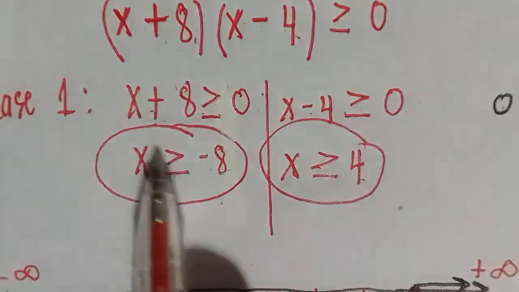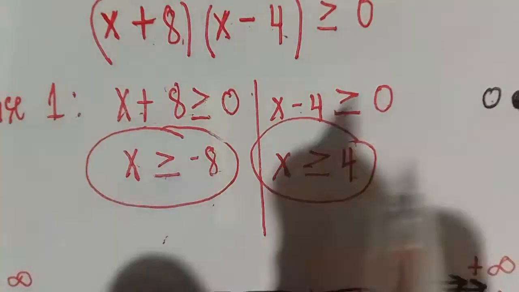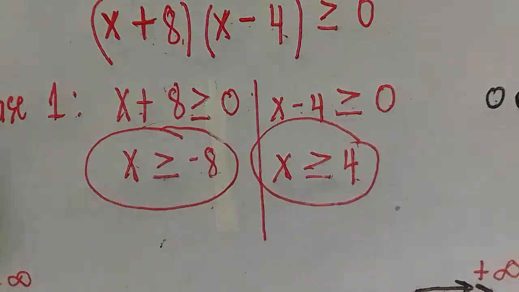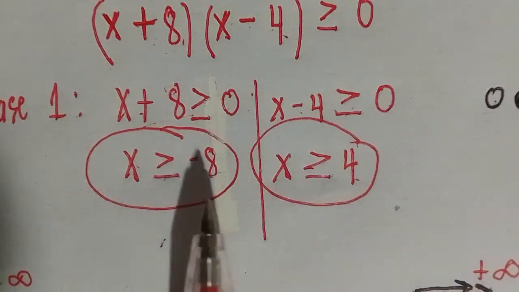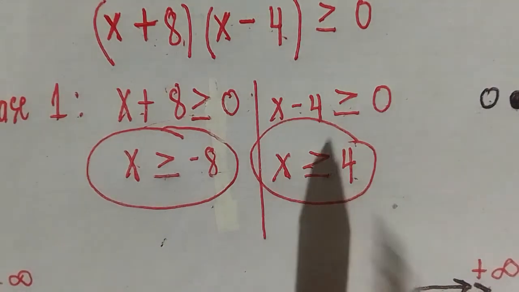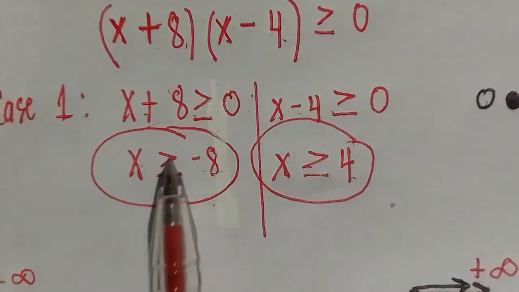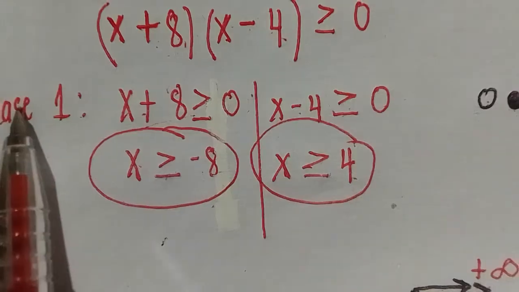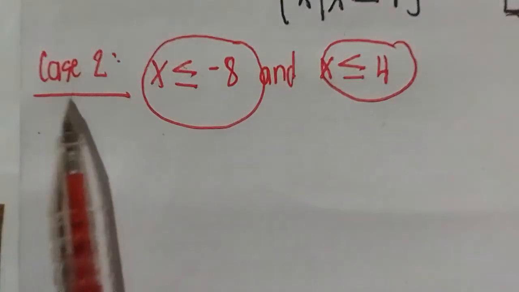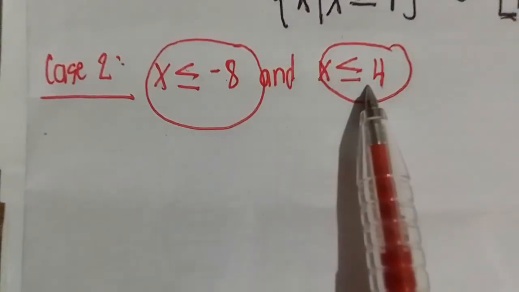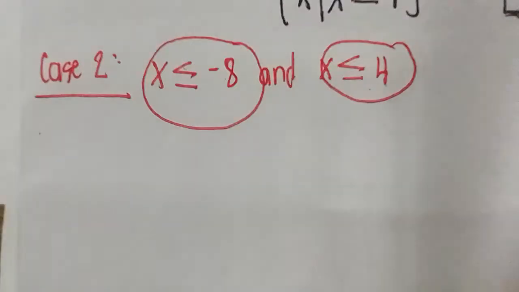Again, for the case 1, let me read it again. X is greater than or equal to negative 8. And the second value is x is greater than or equal to 4. Greater than, pareha na siya sa case 1. Pag-abot sa case 2, same value nga negative 8 ug 4, pero nag-less than na ta para nilang duha. Less than or equal to. Now, mag-draw na ta sa number line.